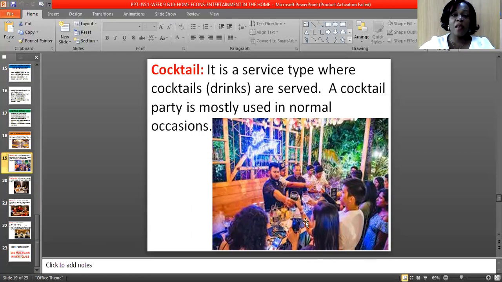Yes, they might be helping it with small chops, and that is cocktail style of entertainment. Do you understand? The host or hostess there is entertaining them big time. They are enjoying themselves. It depends on the type of occasion you want to host that will determine the type of service, the type of entertainment style that you will adopt. Is that taken? All right.